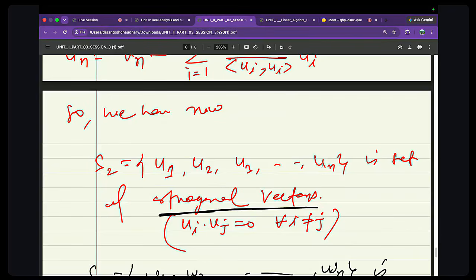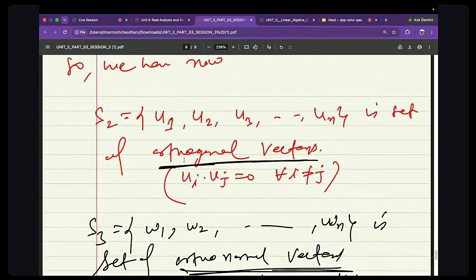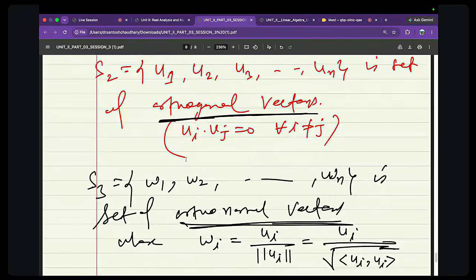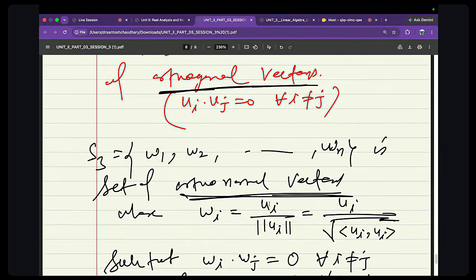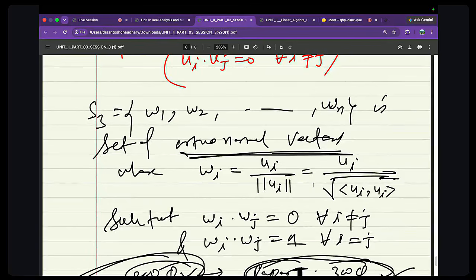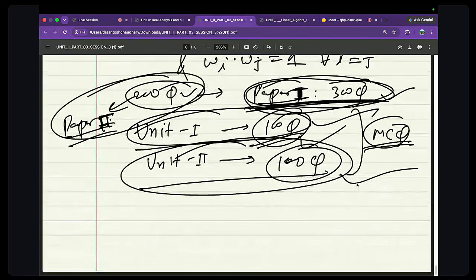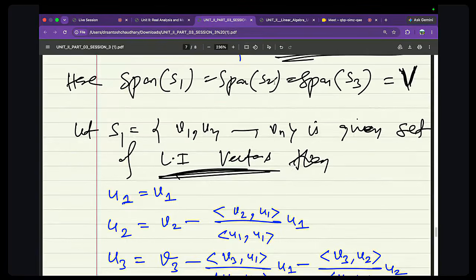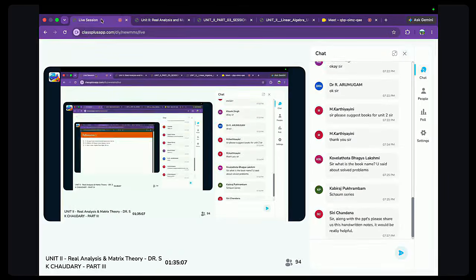So now you have a set of orthogonal vectors. And now you divide this by their corresponding magnitude or norm. So you will have orthonormal vectors. So Wi is Ui upon norm Ui. Norm is nothing but, Ui dot Ui is norm Ui square, so take the root. Okay. I think I have not taken an example. So you can see an example in the book. If you have doubt, we can discuss.